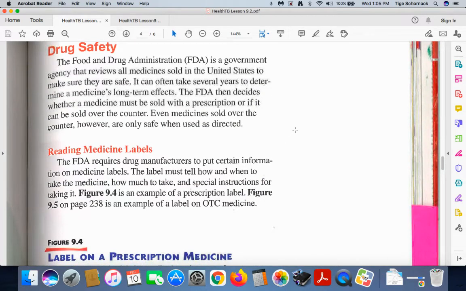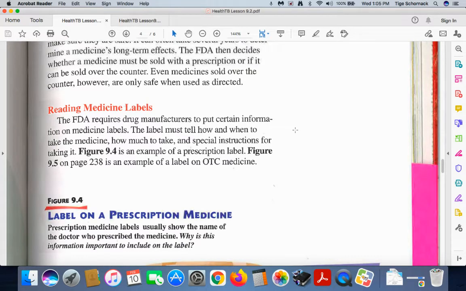Next page, drug safety. The Food and Drug Administration, the FDA, is a government agency that reviews all medicines sold in the United States to make sure that they are safe. It can often take several years to determine a medicine's long-term effects. The FDA then decides whether a medicine must be sold with a prescription or if it can be sold over the counter. Even medicines sold over the counter, however, are only safe when used as directed.